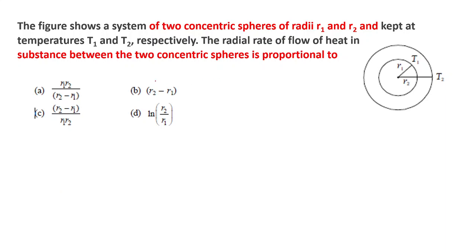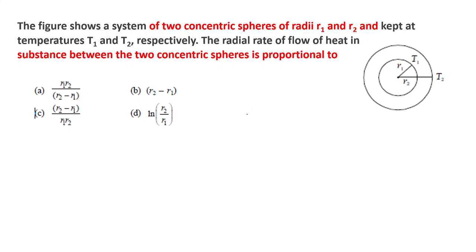Just try to understand what is the question. The figure shows a system of two concentric spheres of radius r1 and r2 and kept at temperature T1 and T2 respectively. The radial rate of flow of heat in substance between the two concentric spheres is proportional to.